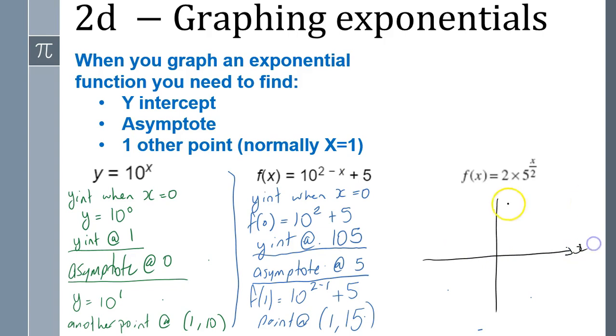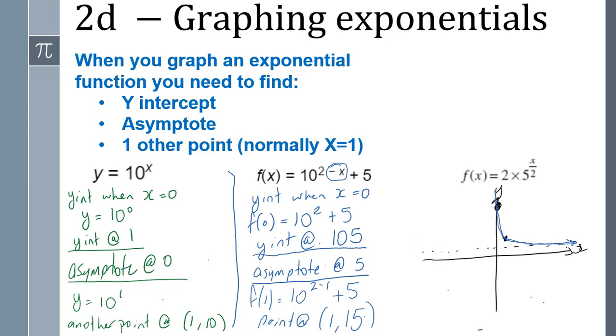So I've got my x and my y axes. I've got an asymptote at 5. I've got a y-intercept at 105. And I've got another point at 115. Okay, see what I mean? So you are not wrong if you get to here. It's actually just going the other way like this. And we can see that because up here we've got a negative x, which flips it around like that.